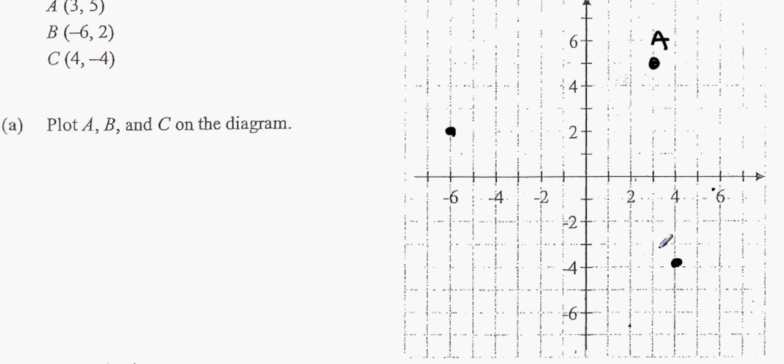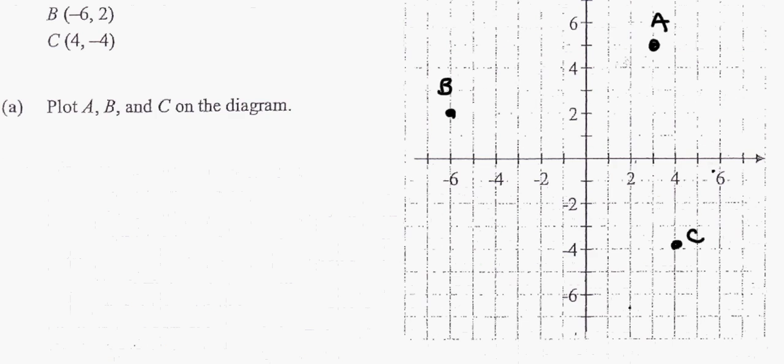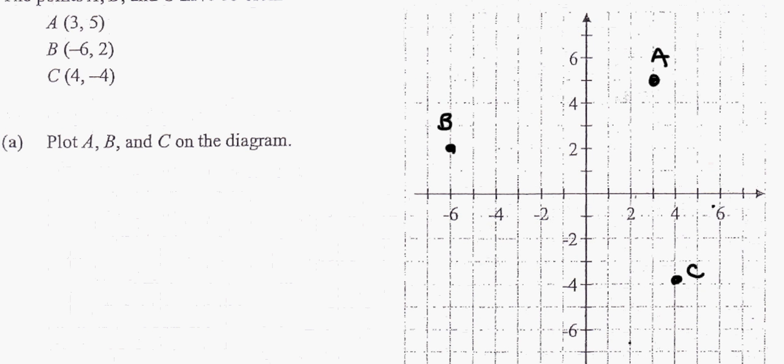We plot A, B, and C on the diagram, right? So that's A, B, and C. Make sure to label them, okay? Now, next one. Find the area of the triangle ABC. Now, to find the area of the triangle, we need to translate the triangle onto this diagram, okay? So I'm just going to do this using GeoGebra in a second.